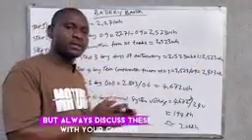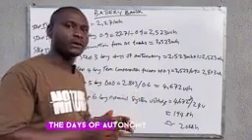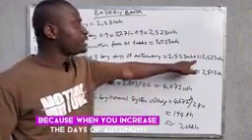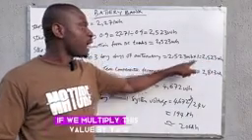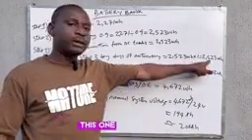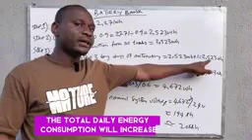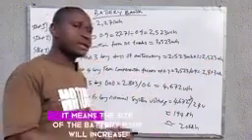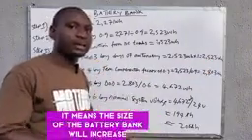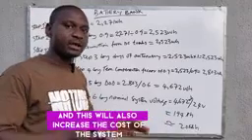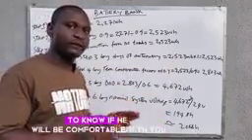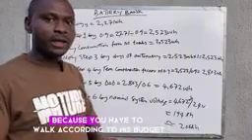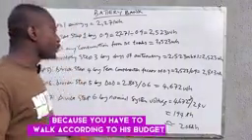But always discuss the days of autonomy with your clients, because when you increase the days of autonomy, the size of the system will increase. If we multiply this value by 2, the total daily energy consumption will increase. And by this, it means the size of the battery bank will increase, and this will also increase the cost of the system. So discuss it with your client to know if he will be comfortable with it, because you have to work according to his budget.